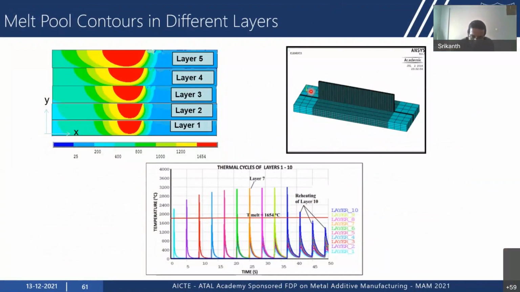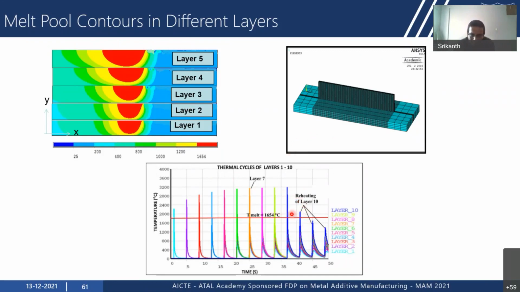This is the ANSYS FEM model, and we have simulated about 102 layers. I'm just showing the temperature distribution of the first 5 layers. You can see that the size of the molten pool increases as the number of layers increases. This is because when you are depositing layer number 1, the substrate acts as a heat sink. The substrate is at room temperature generally. It acts as a heat sink and extracts the heat. But as the number of layers increases, the effect of the substrate decreases and the size of the molten pool and the temperature increase. And this shows the effect of thermal cycling here.